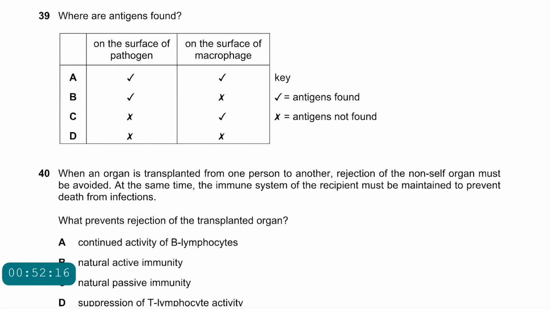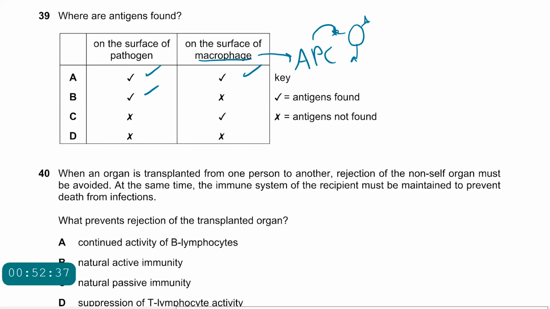Where are antigens found? On the surface of pathogens, yes, they are found on the surface of pathogens, the non-self antigens, and on the surface of macrophages. This is correct because a macrophage, once it has engulfed the pathogen, becomes an antigen presenting cell presenting that same antigen. Therefore, the answer is A.